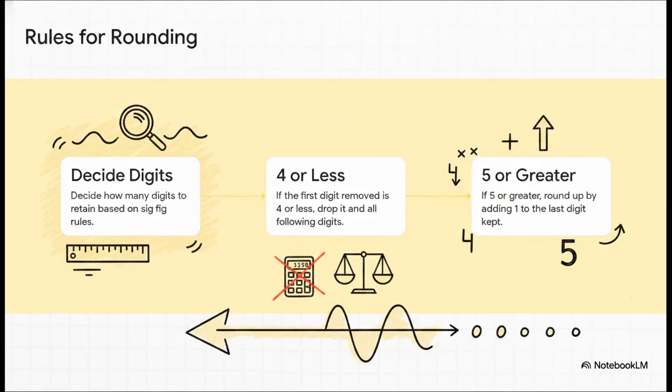We also desperately need that kind of control when our calculators inevitably feed us an answer with, say, 8 decimal places, when our original measurements only justify keeping 3. To fix this, we follow a few straightforward rounding steps. Step 1. Decide how many digits you are allowed to keep based on the rules we just learned. Step 2. Look carefully at the first digit you are removing. If it's 4 or less, just drop it and all the following digits. Step 3. If that first removed digit is 5 or greater, you round up by adding 1 to the last digit you're keeping. But here is a crucial warning.